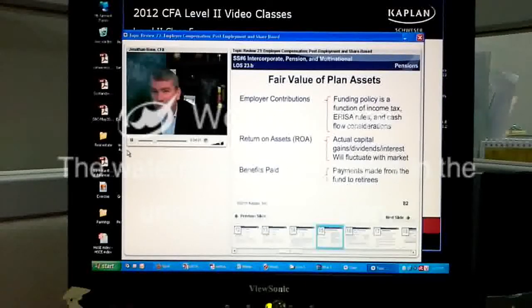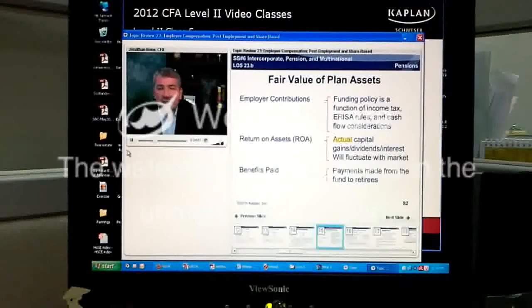So we have our employer contributions. We then have the return on assets. And it's very key that we note that we're looking at the actual return. So we're looking at the actual capital gains, dividends, interest that we've made during the period, both realised and unrealised. So it's the total dollar return on the portfolio of assets. And clearly this is going to fluctuate as stock markets rise, stock markets fall.